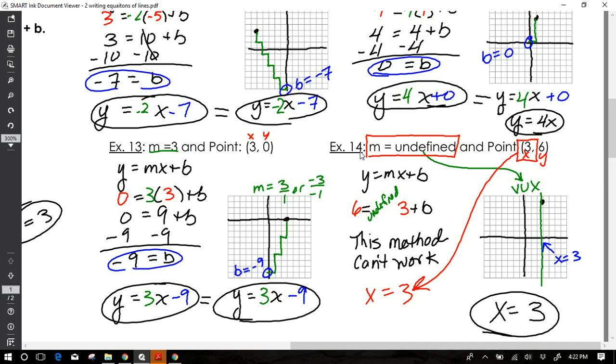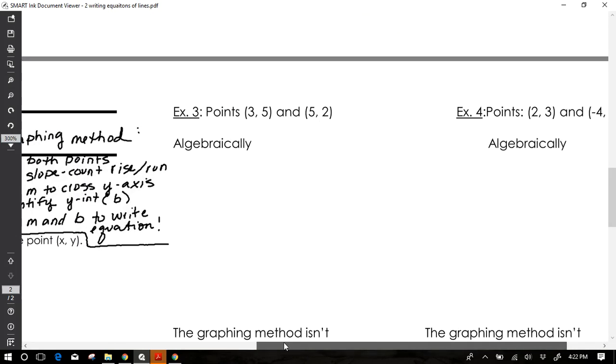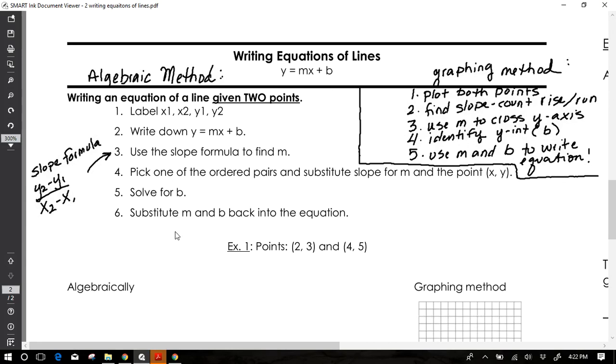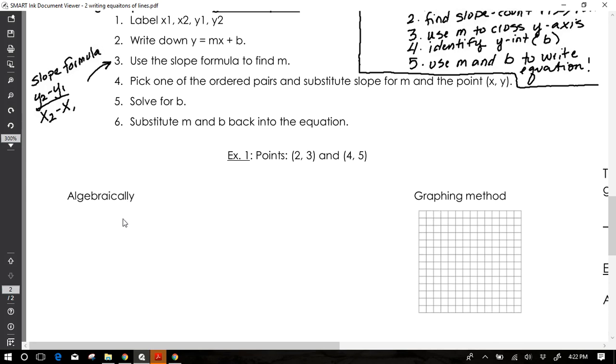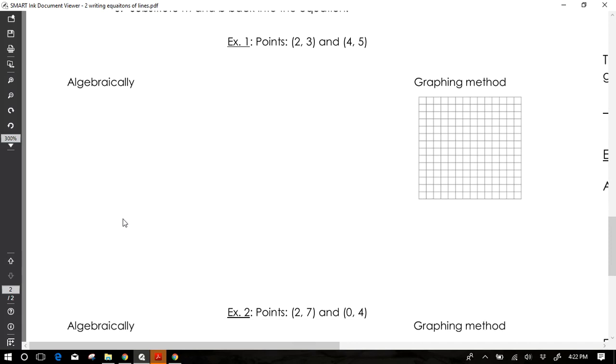What I want us to do now is to work on the back side of our paper. So I am going to come over to the left, and I would like for you to pause the video for just a minute, jot down my notes for the graphing method, and be certain that you remember the slope formula because we're going to need to use it. All right, so I'm going to scroll down. I'll be using the notes from up above as we do the graphing method. Okay, we're going to start with the graphing method.